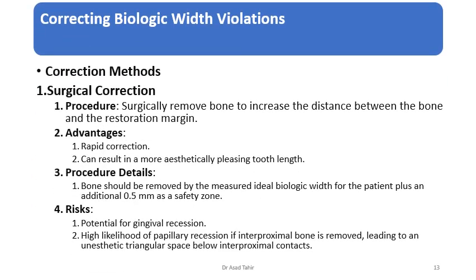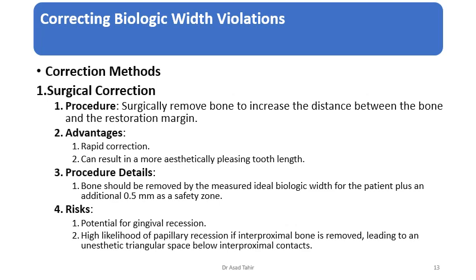Correcting biologic width violations. Correction methods. Surgical correction. Procedure: surgically remove bone to increase the distance between the bone and the restoration margin. Advantages: rapid correction, which can result in a more aesthetically pleasing tooth length. Procedure details: bone should be removed by the measured ideal biologic width for the patient plus an additional 0.5 mm as a safety zone. Risks.